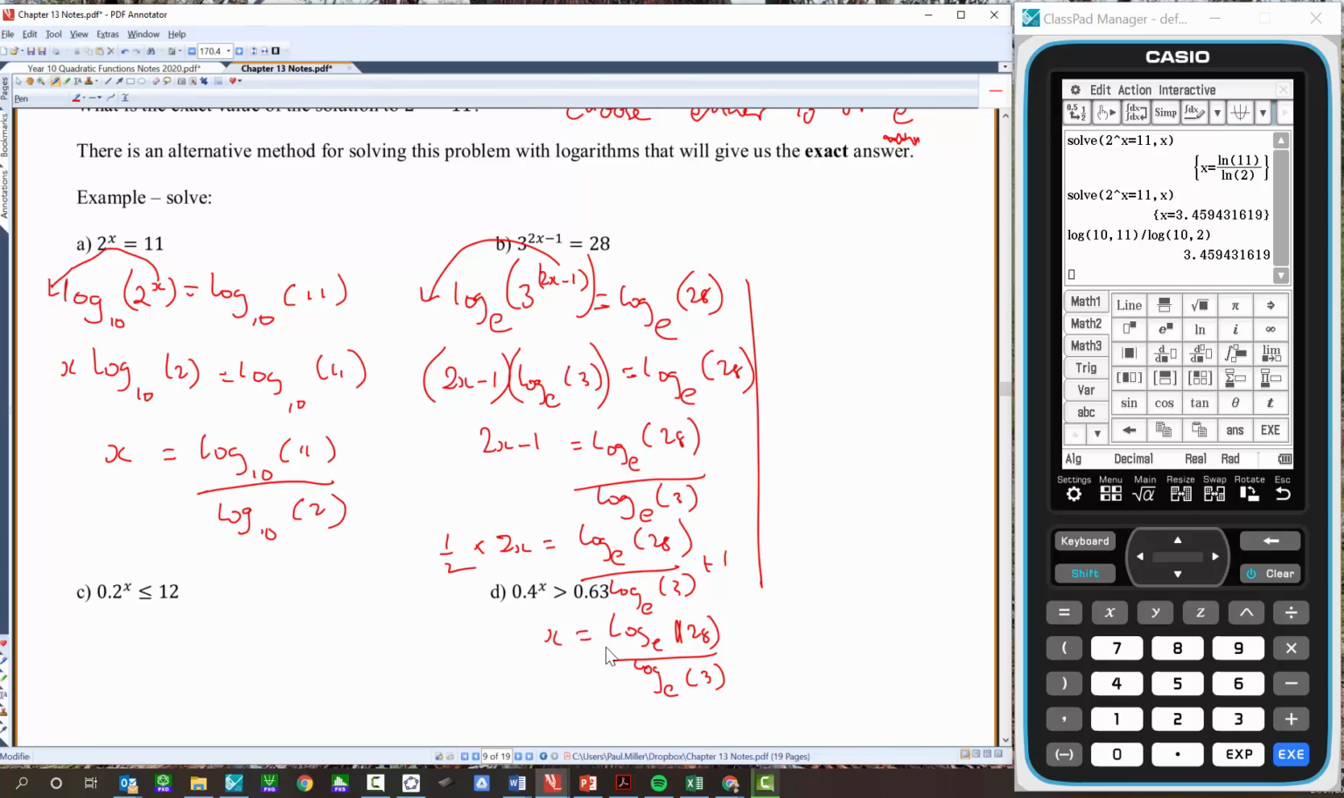Now I'm multiplying this by a half, so that's going to be 2 log e 3. And I've got to multiply this by a half as well, so it's going to be plus a half. All right, so there's one answer. Is there an easier way to do this problem?